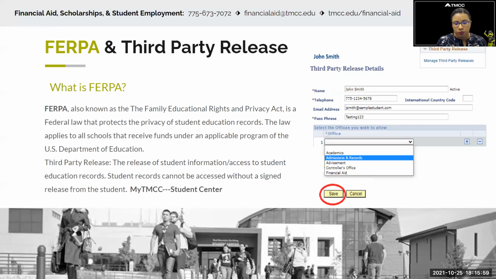Even if they come up to the counter and they want to turn in tax documents and they say, hey, is that all that I need to turn in? We can't tell you anything unless that third-party release is filled out, and that has to be done at any school because it is a federal law.